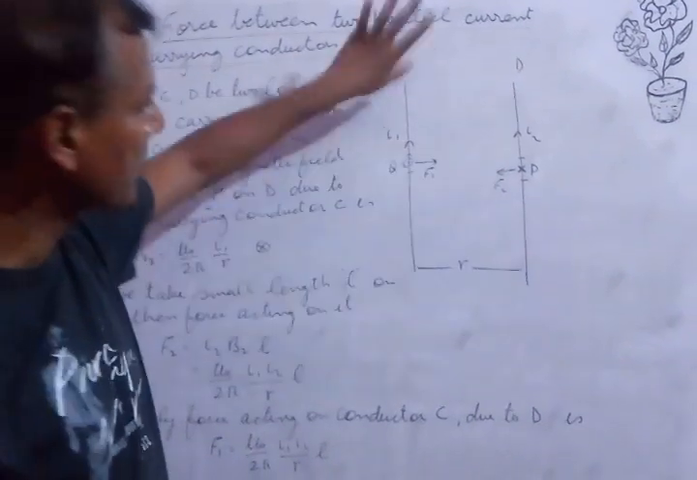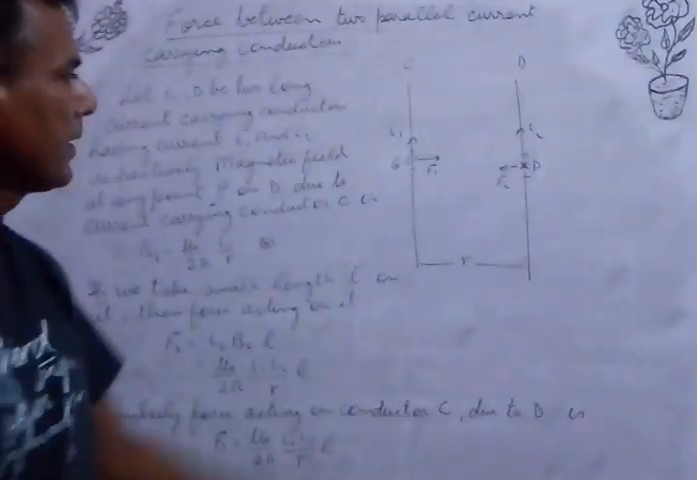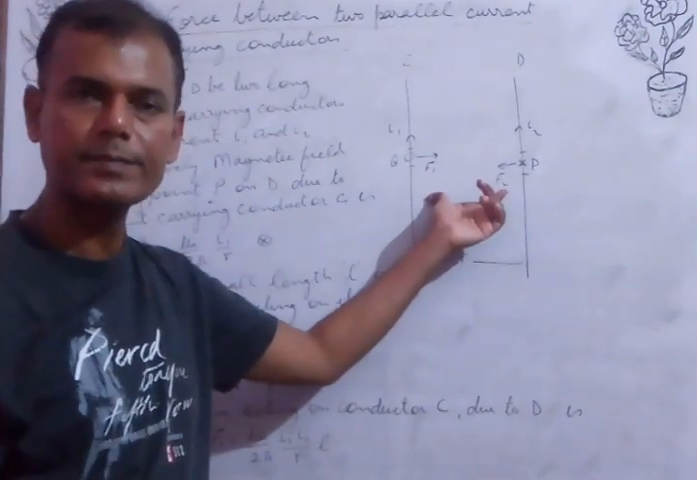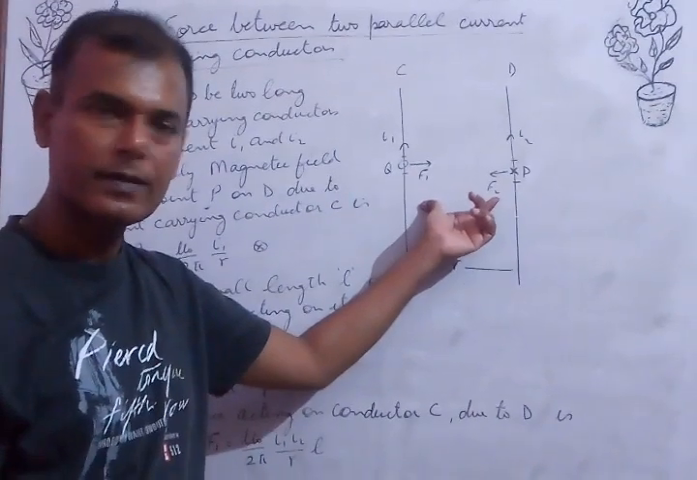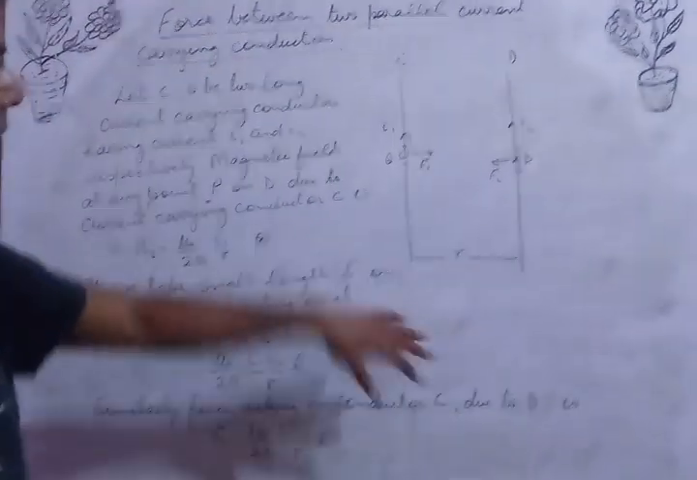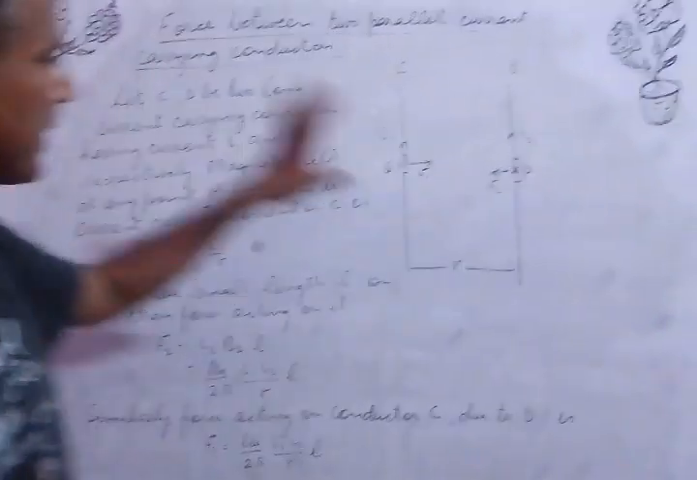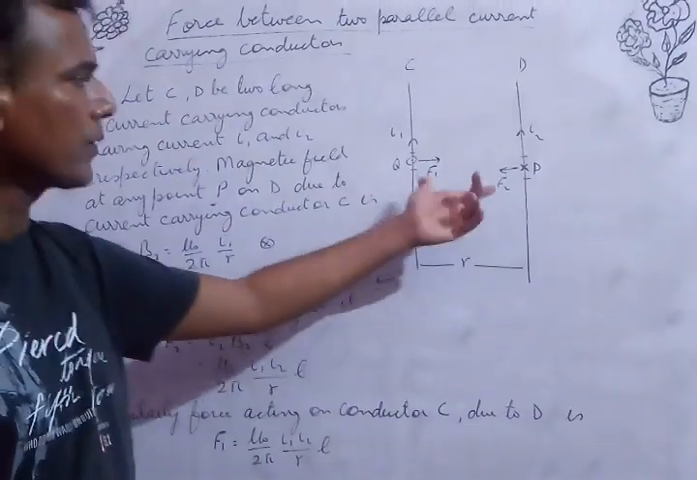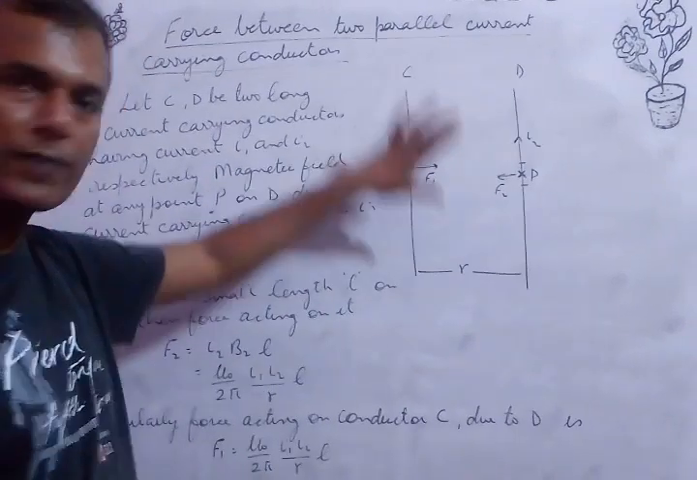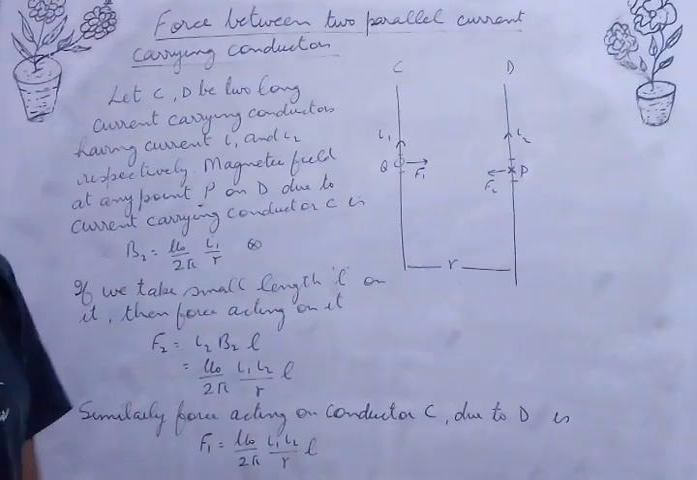Thus, when the direction of current in both the wires is the same, there is a force of attraction between them. Now if you reverse the current in either of the wires, there will be a force of repulsion. So remember, when the direction of current is the same, there is a force of attraction, and when the direction of current is opposite, there is a force of repulsion between them.